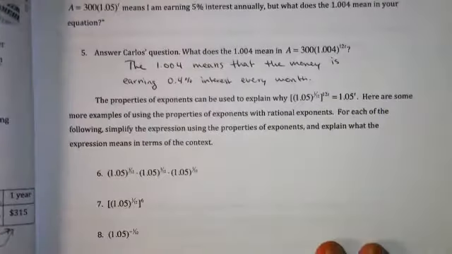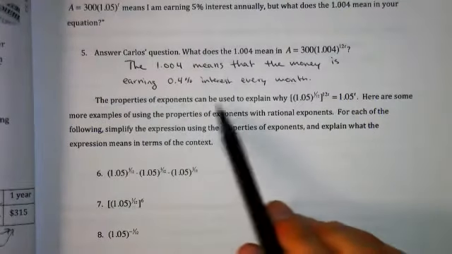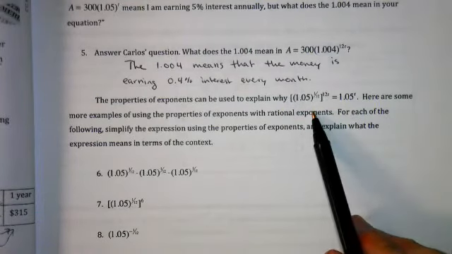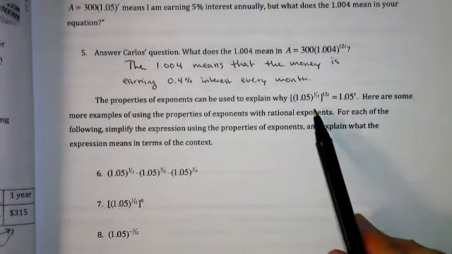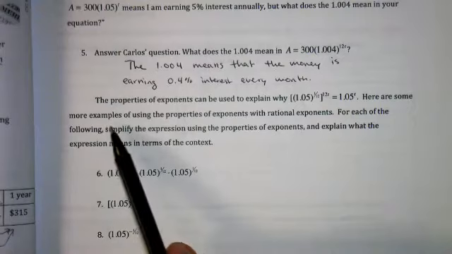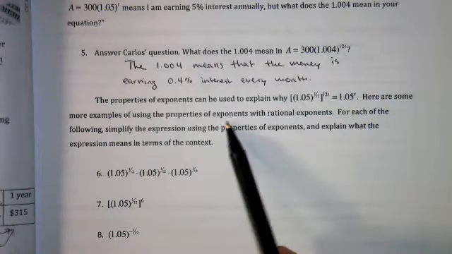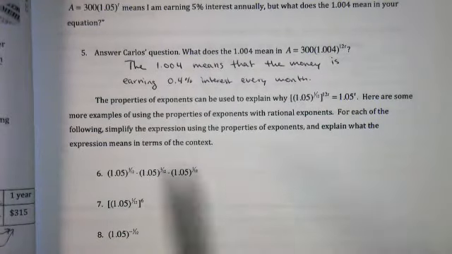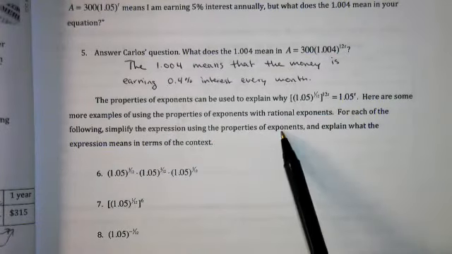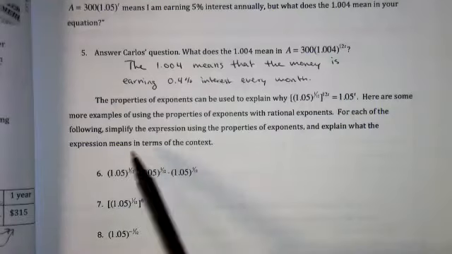Okay. The properties of exponents can be used to explain why this is true. And we explain this in question number 3 and question number 4. Mainly question 3, we explain that this is true. Here are some more examples of using the properties of exponents with rational exponents. For each of the following, simplify the expression using the properties of exponents and explain what the expression means in terms of the context.